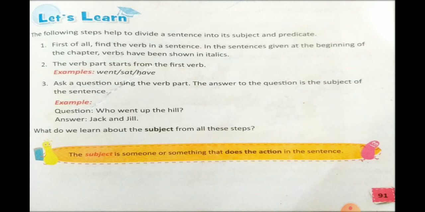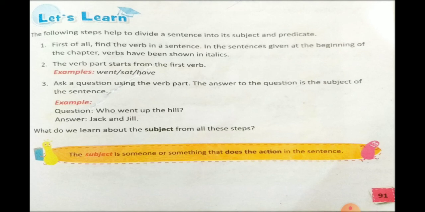Number 2, the verb part starts from the first verb. Like we have just now discussed, went up the hill, sat on the wall, have been to London. So the words went, sat, have are the first verbs. Number 3, we have to ask a question using the verb part. The answer to the question is the subject of the sentence.